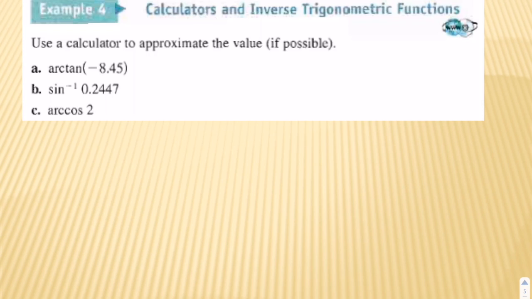Negative 8.45, and then take the inverse tangent, and I get negative 1.4530. So that was taking the inverse tangent of negative 8.45 with the calculator set in radian mode. So that's an angle of negative 1.453 radians.